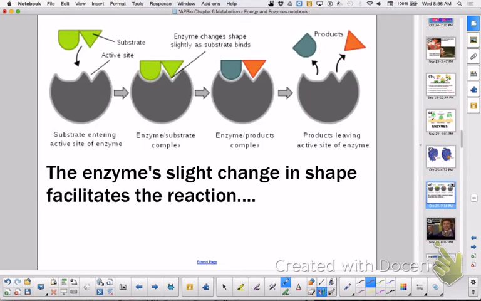Why don't we have youngest bio buddy explain it from this point of view? Go ahead, youngest bio buddy. Go over the terms, review it.